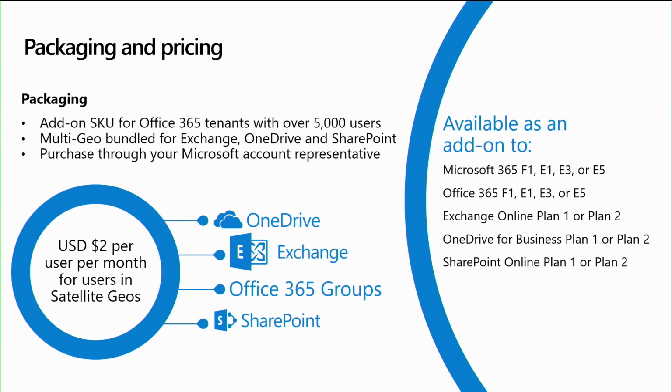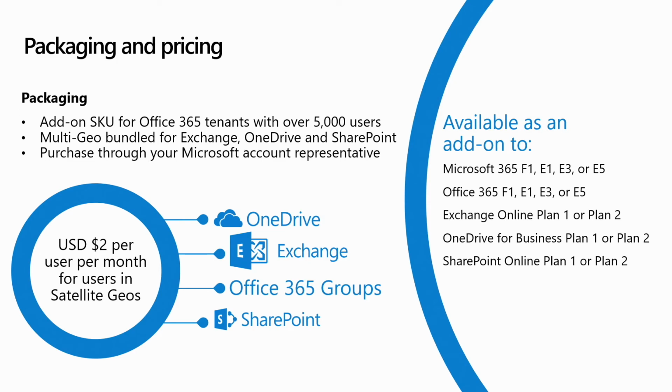The pricing is $2 per user per month, only for users in satellite geos. So if you go back a few slides, you're only going to license users in Europe and Australia. You're not going to license users in your central geo. You're only going to license users in your satellite geo, which in most cases will be a smaller number than the number of users in your central geo.